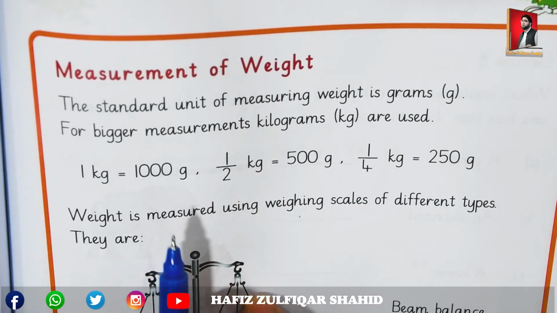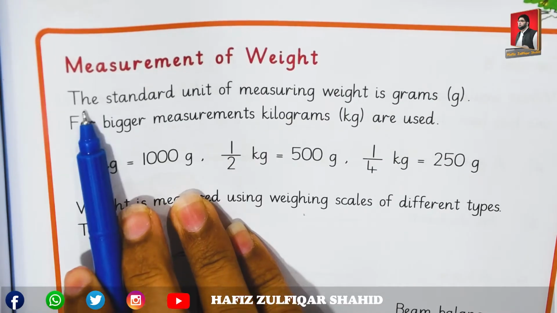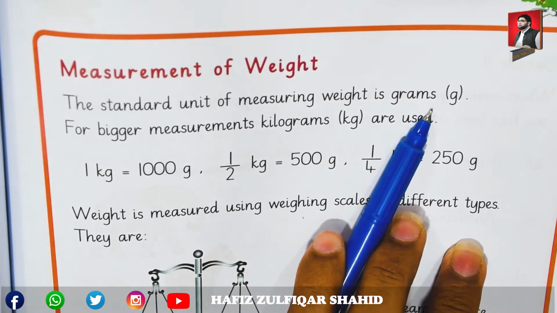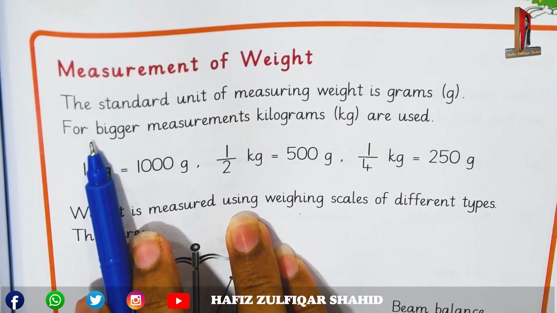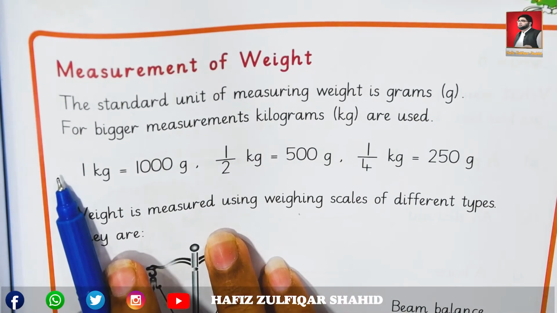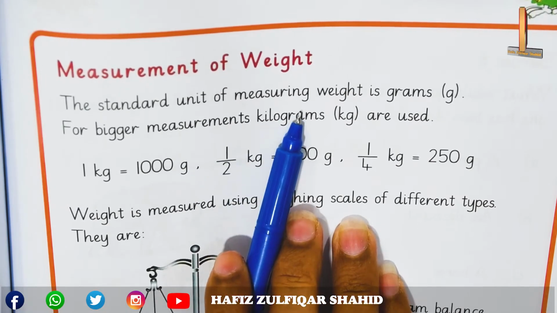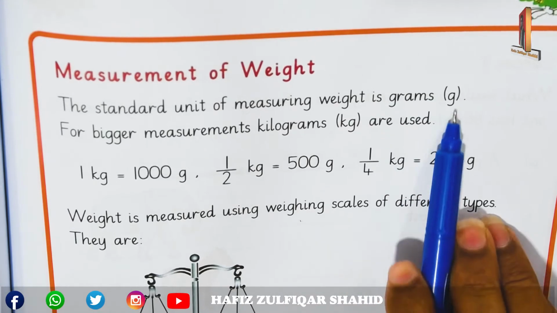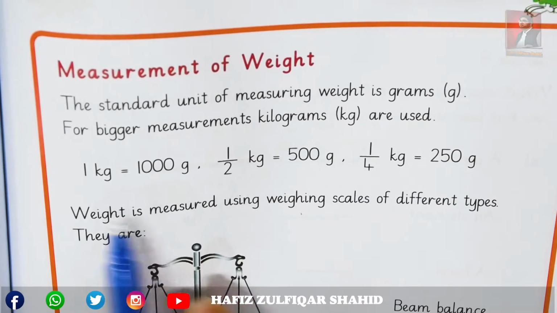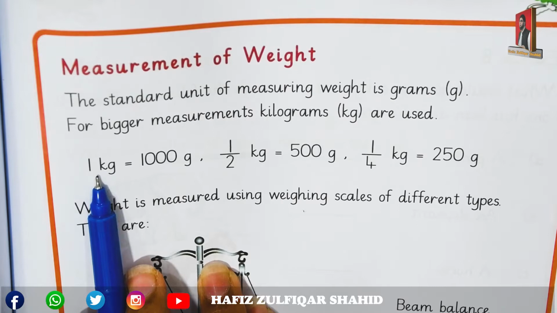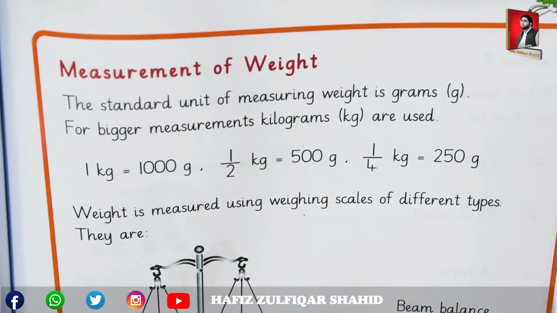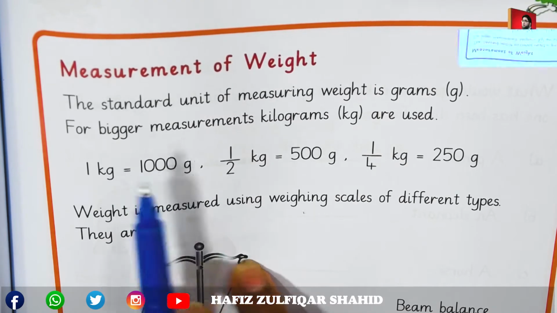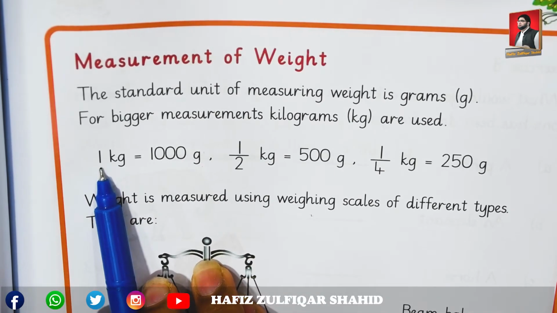Information given in your book about measurement of weight: the standard unit of measuring weight is gram. For bigger measurement, kilograms are used. G shows grams, kg shows kilogram. 1 kilogram is equal to 1000 gram. It means when we have a product of 1000 grams, it shows that we have 1 kilogram.